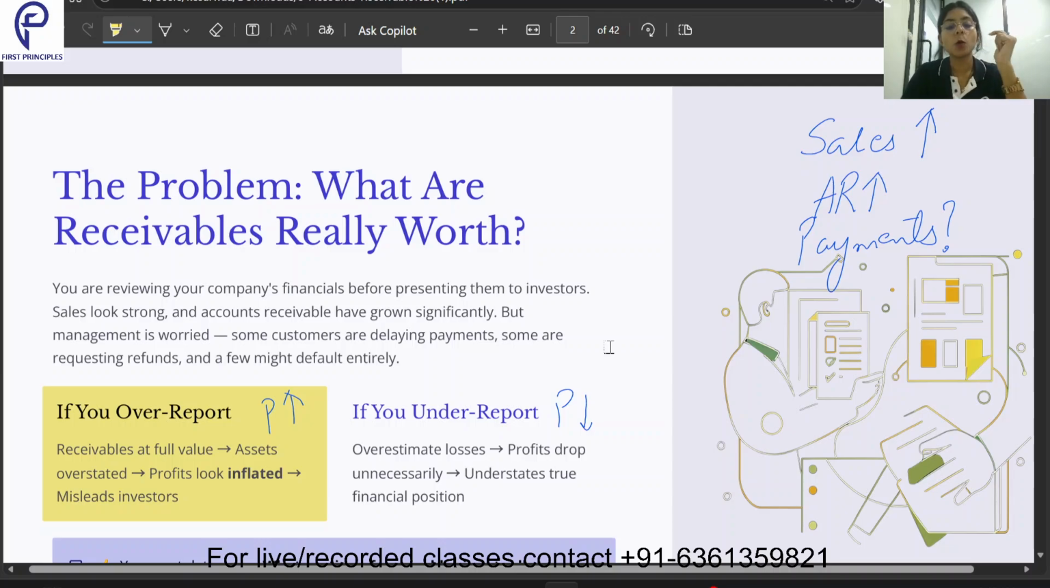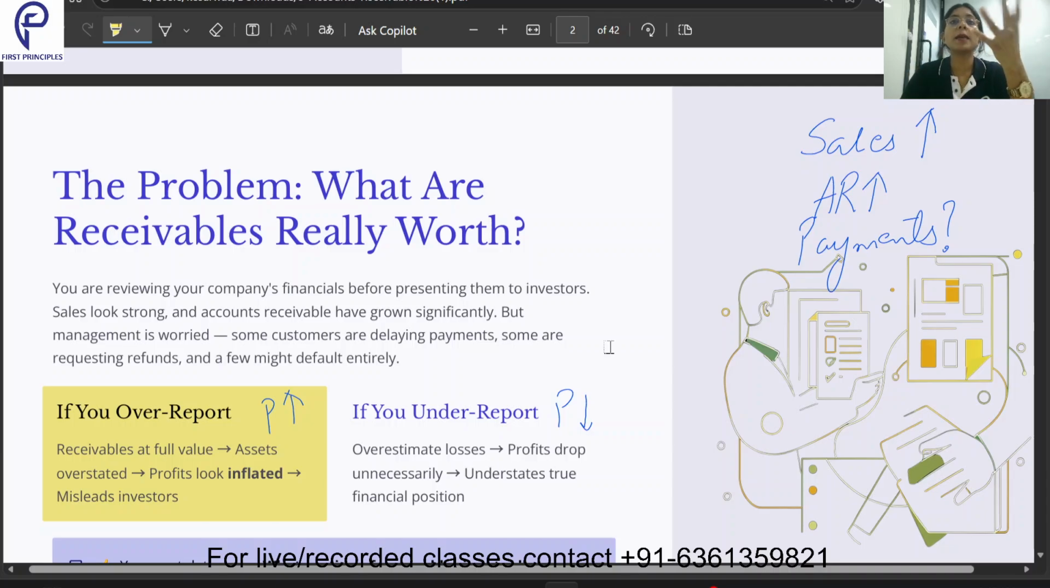Because of that, what will happen? The investors, people who are interested in investing money in my business, will have a look at the balance sheet and rely on the figures we reflect, but they will not know that this accounts receivable amount is overstated, and that will be misleading to them. So that's why we should not over report.